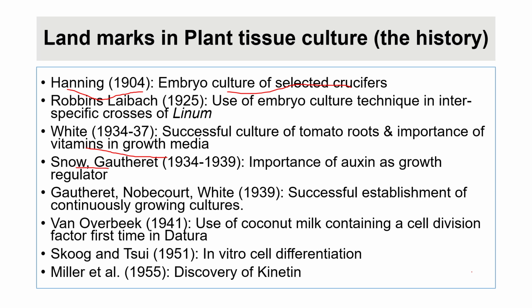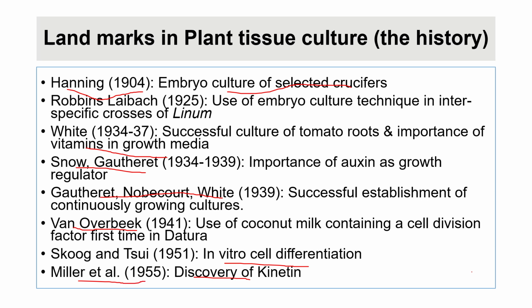And the scientists Snow and Gautheret found the importance of auxin as a growth regulator. Then the successful establishment of continuously growing cultures was reported by Gautheret, Nobécourt and White. The use of coconut milk, containing a cell division factor, was first reported by the scientist Van Overbeek. Then Skoog and Tsui found in vitro cell differentiation. Then the discovery of kinetin.